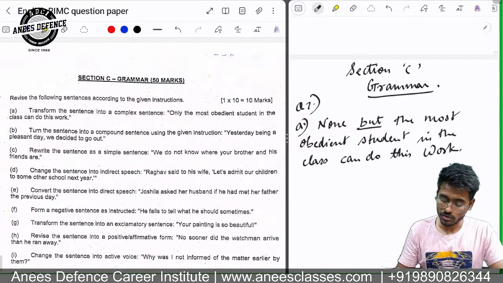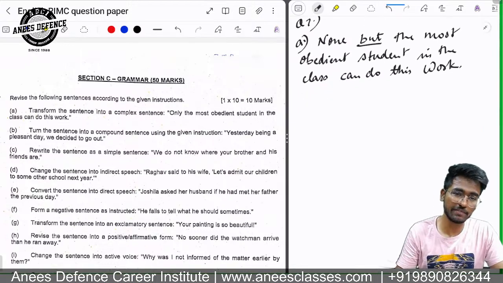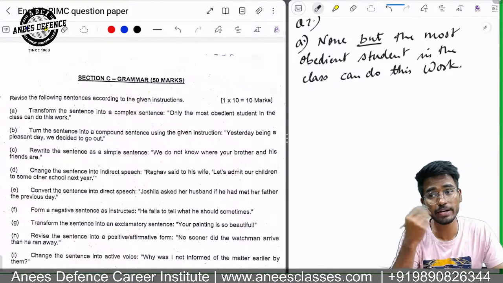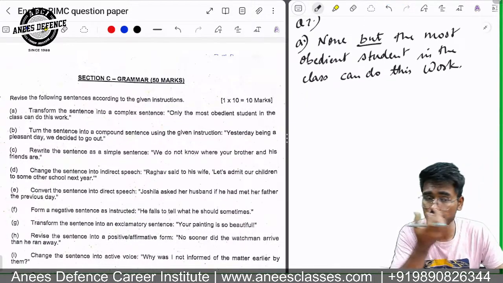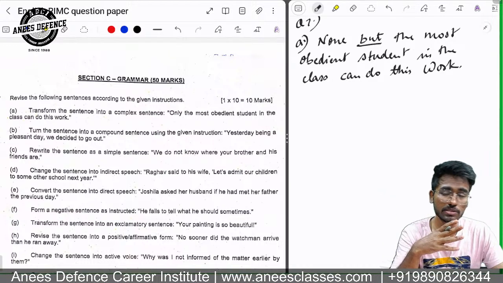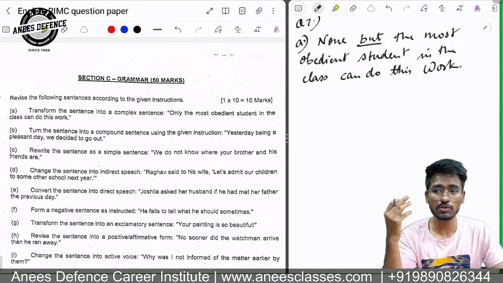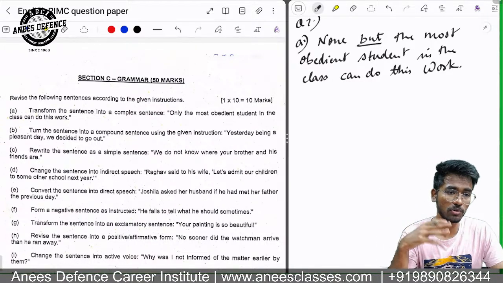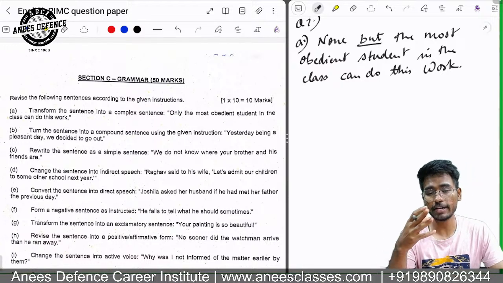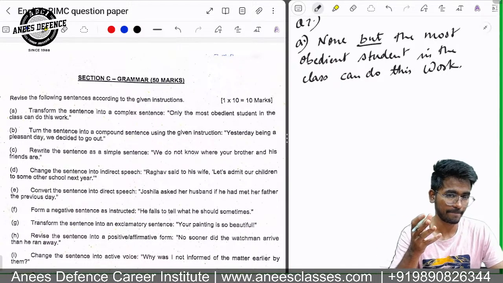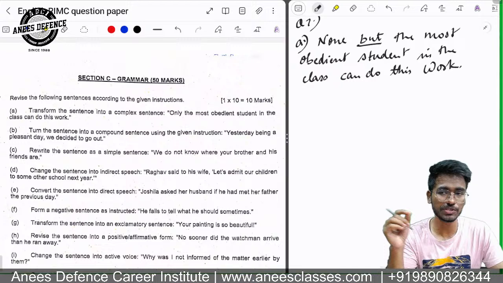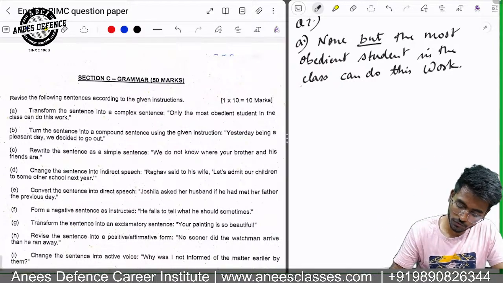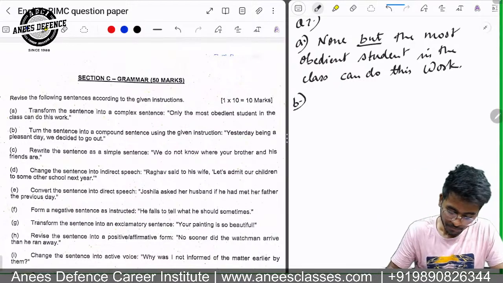So in the changing of sentences, you just have to add a conjunction, but you should know where to add a conjunction. If the question asks you to change the sentence from complex to simple or from compound to simple, at that time you should remove a conjunction, and you should make a sentence which is very simple. We'll move towards the next question, that is the B part.